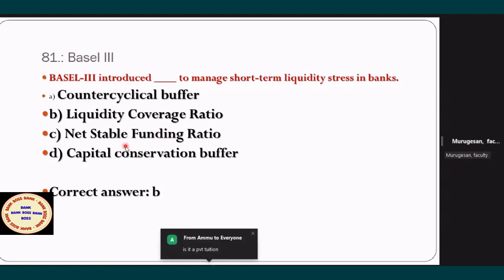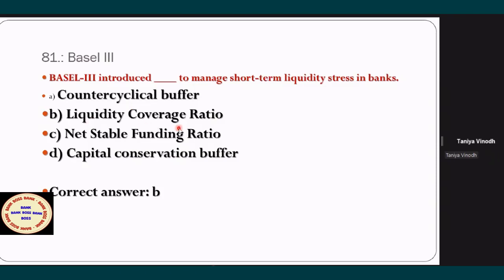But they are asking about short-term liquidity. NSFR, the net stable funding ratio, is not for short-term liquidity. It is for the long term. So yes, LCR is the correct answer, since the question asks about short-term liquidity. Normally it is within 30 days, within the stress period. Supposing something happens, the critical period is the first 30 days.